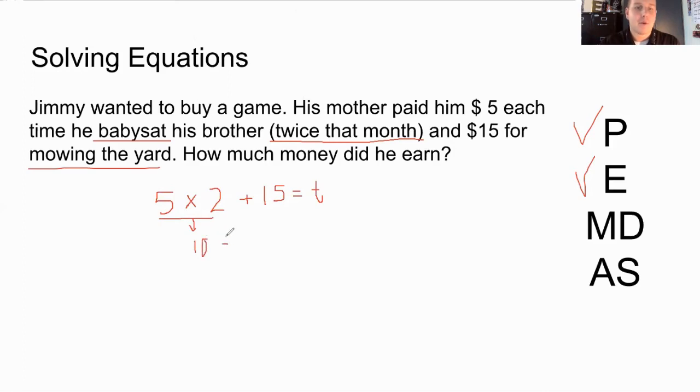Okay. And then we rewrite the rest of our equation. Remember, that's a really important step. Before you do any more math, you want to make sure you rewrote the rest of your equation. Okay. No more multiplication, no more division. Last step is addition and subtraction. We do have some addition here. So we know that this total was $25.